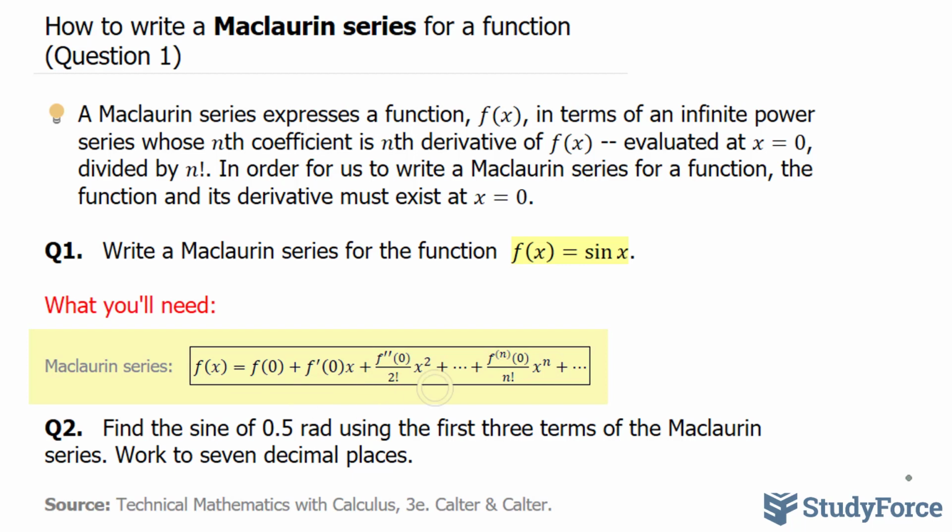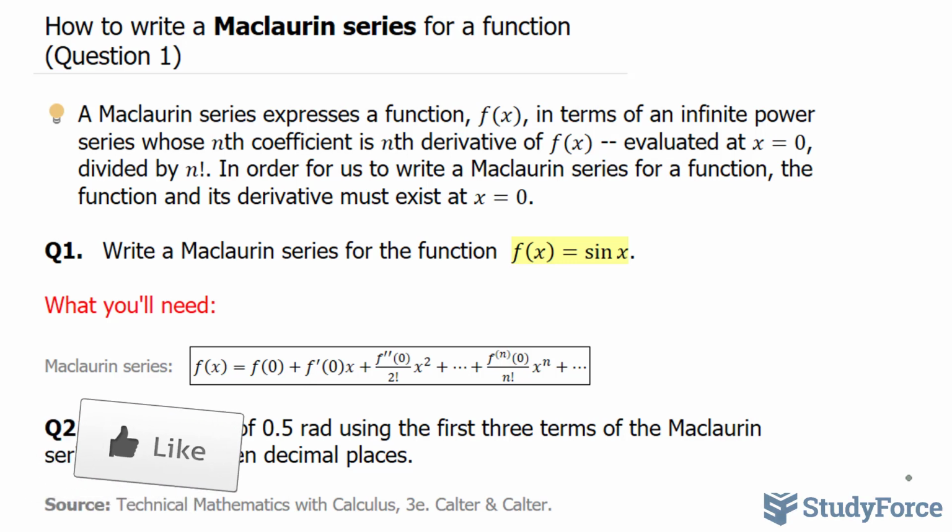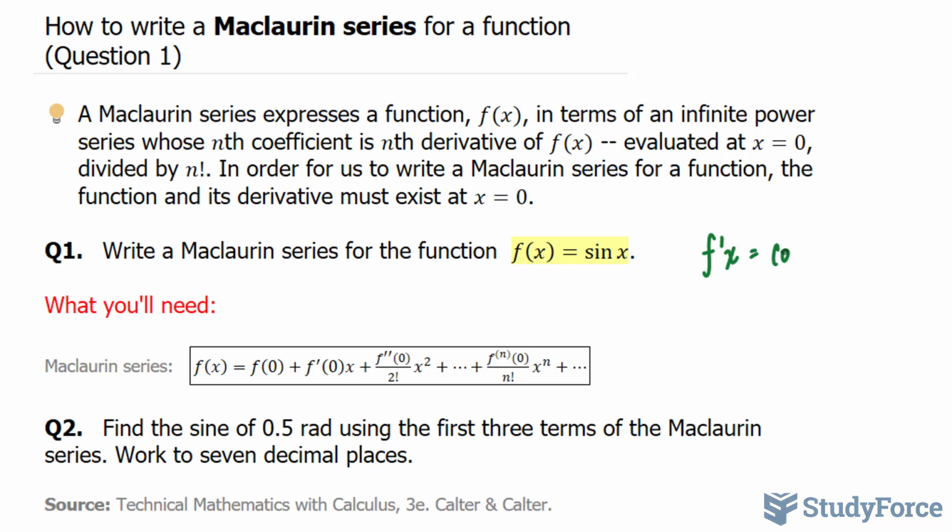Take a look at the Maclaurin series. What we have to do is find out what sine at 0 is. That will take care of the first term. Sine at 0 is equal to 0. Next, we have to find out what f prime at 0 is equal to and multiply that by x. Therefore, we have to find the first derivative of sine x. The derivative of sine x, which I'll represent as f prime at x, is equal to cosine x. And cosine at 0, so f prime at 0 is equal to 1. So as we build our Maclaurin series, we have f at x is equal to 0 plus 1 times x.